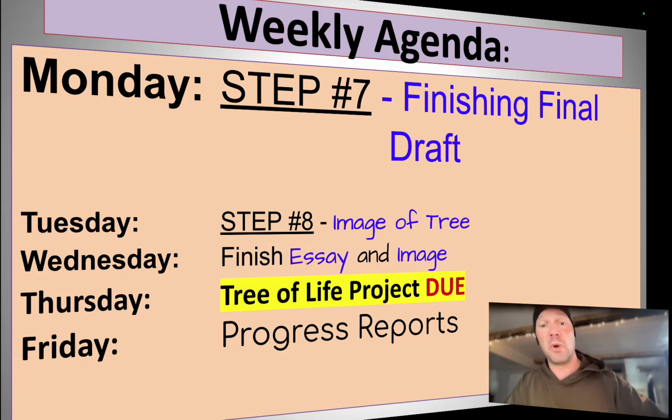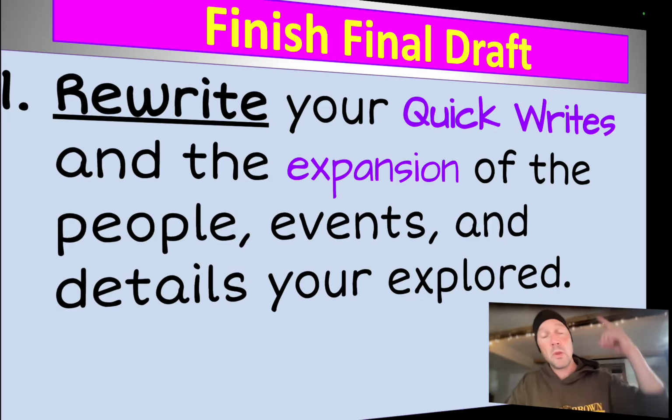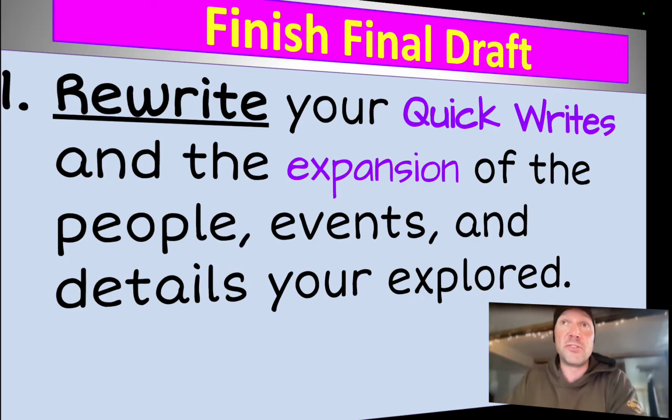So anyway, here's Monday. We have Thursday. Our Tree of Life project is due. We have the rest of the week to work on it. Even Thursday, it's not going to be due until the nighttime. So the first step of finishing your final draft is you have paragraphs 2, 3, 4, and 5. I've told you to do quick writes for all of them. Some of you have done paragraph 1, but we'll talk about that in just a little while.